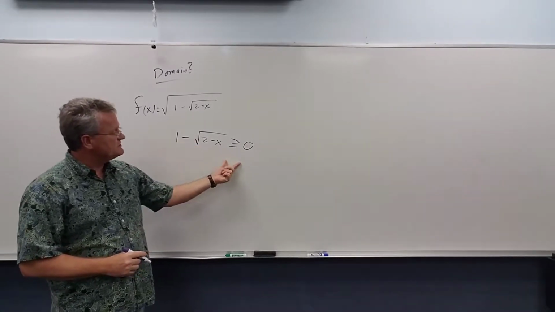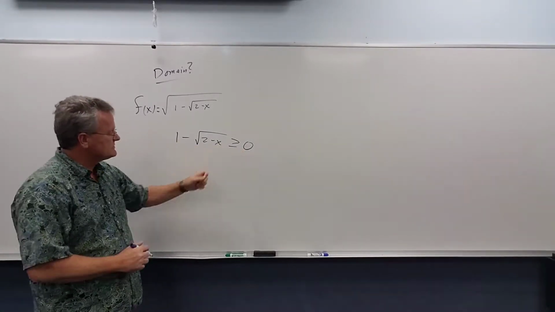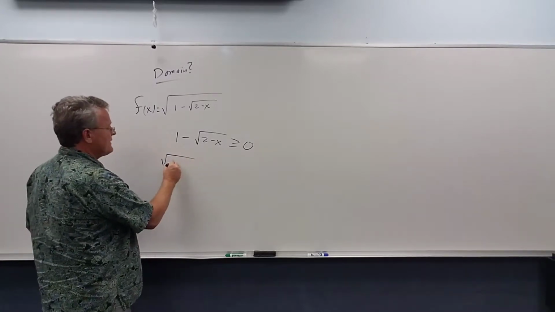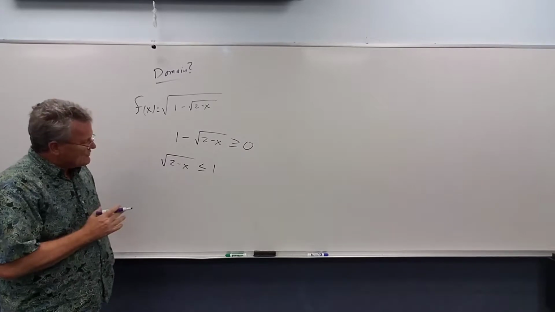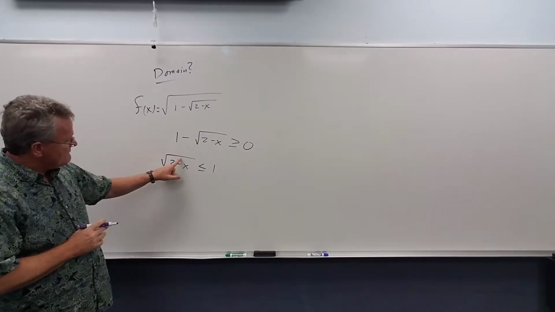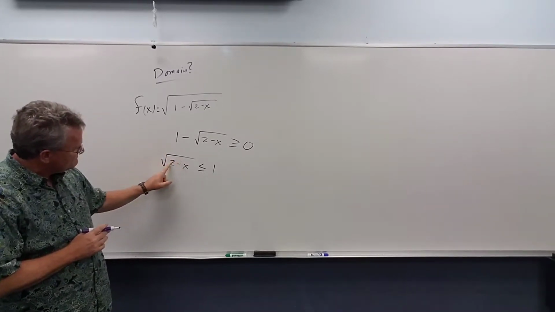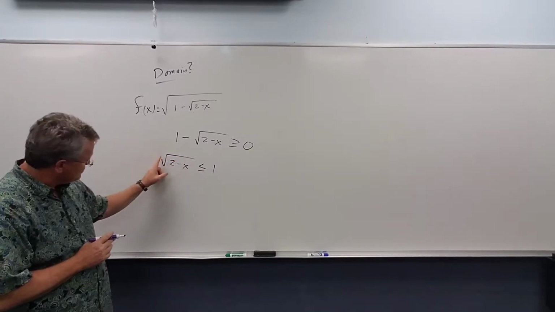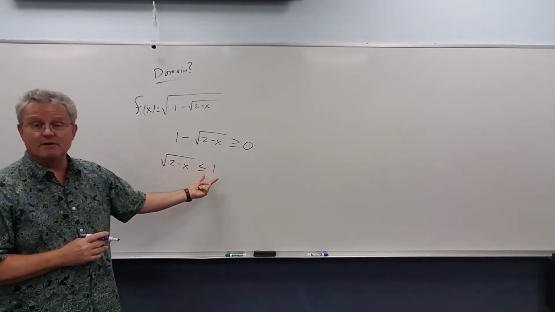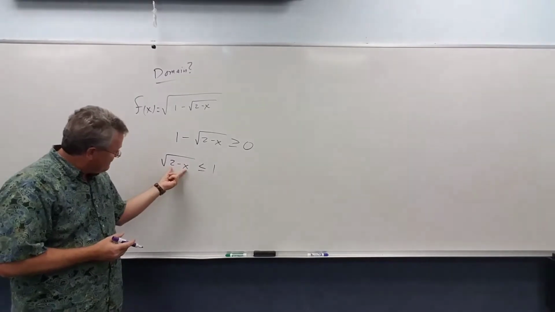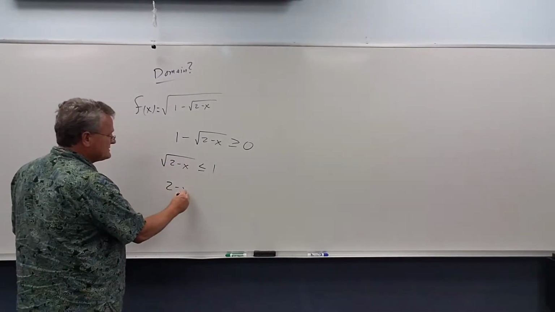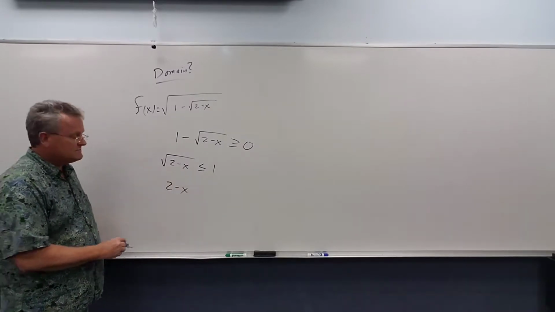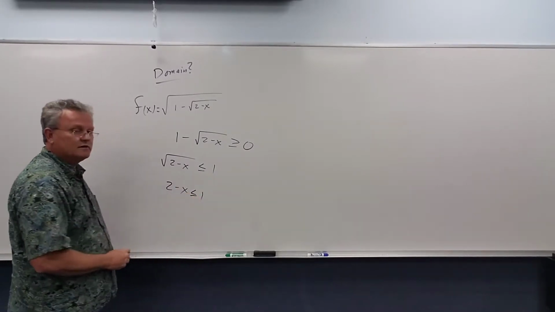So when I move this to the other side, we get the square root is less than 1. Let me write that as the square root is less than 1. Now keep in mind, if what's under this square root is bigger than 1, then the square root of that whole thing is going to be bigger than 1, yeah? So the radicand, the actual 2 minus x, has to be less than or equal to 1.